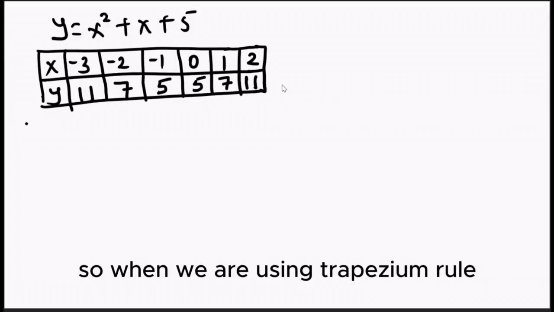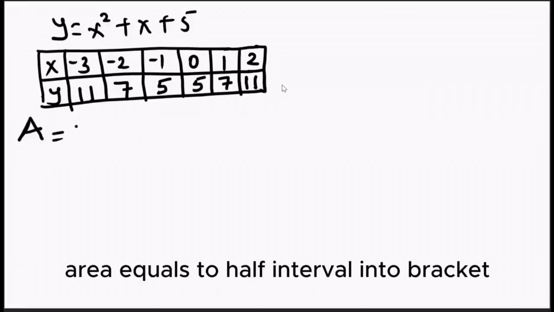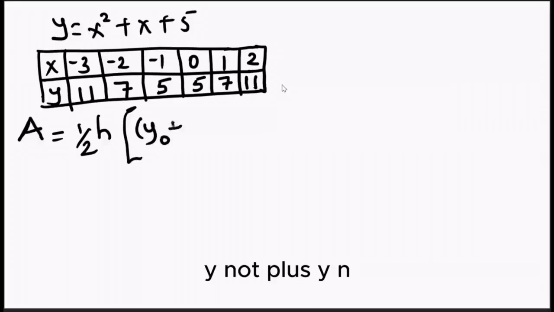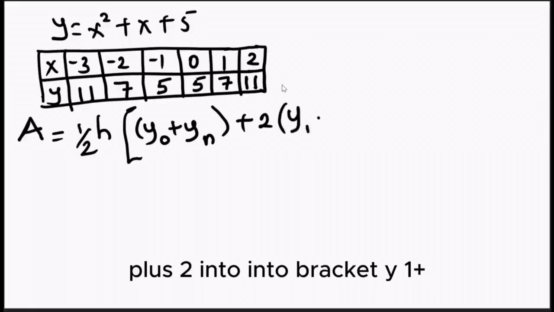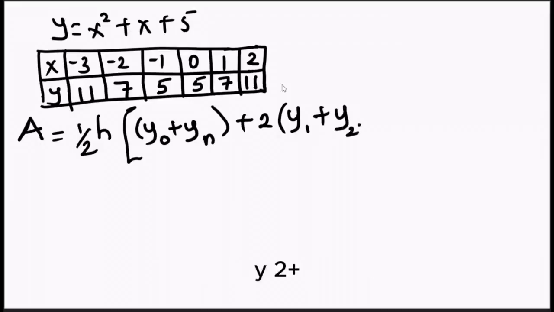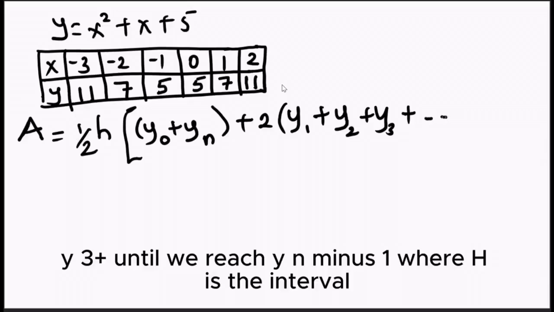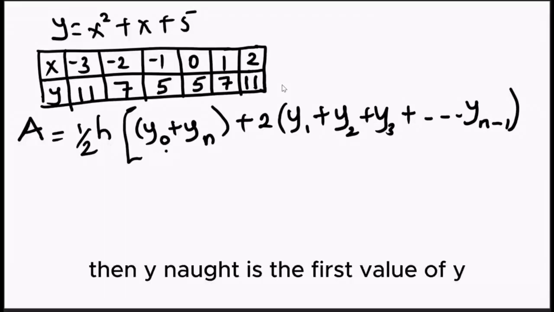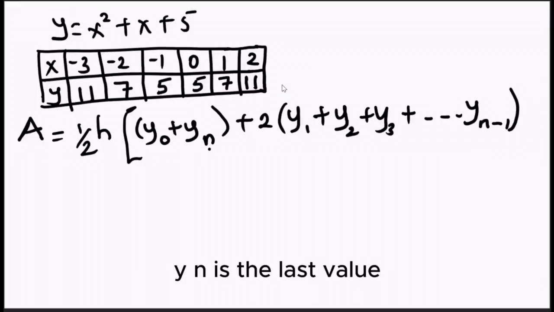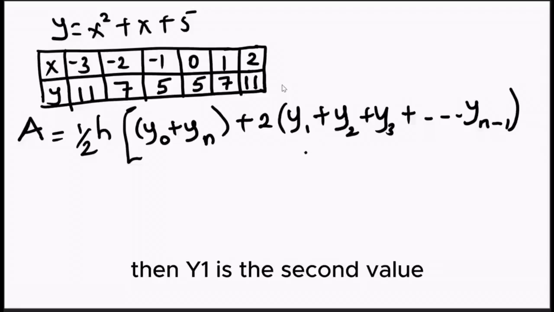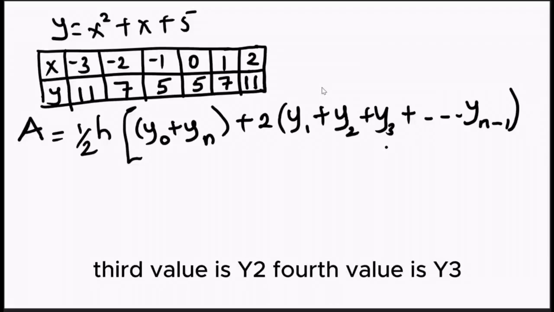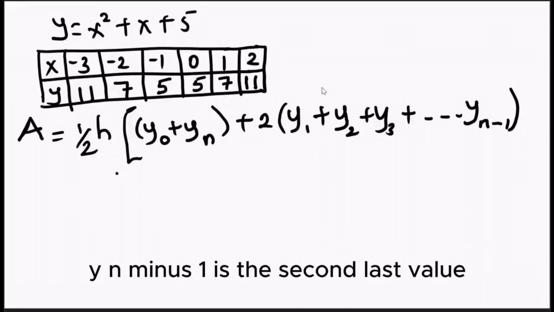When we are using the trapezium rule, we use the formula: area equals a half h into bracket y0 plus yn, plus 2 into bracket y1 plus y2 plus y3, and so on until we reach yn minus 1, where h is the interval, the strip width. Then y0 is the first value of y, yn is the last value, y1 is the second value, y2 the third value, y3 the fourth value, and yn minus 1 is the second last value.